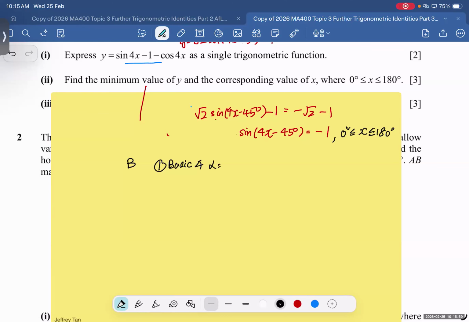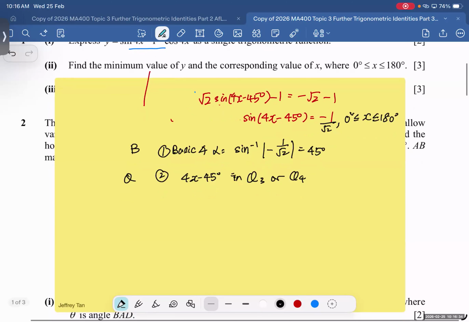The basic angle is sine inverse of negative 1 over square root 2. Sorry, I forgot the 1 over square root. So sine inverse of 1 over square root 2, if you remember, is a special angle, basically 45 degrees. That's correct. Second, I look at the quadrant. I know that 4x minus 45, because sine is negative, it will have to be quadrant 3 or quadrant 4, because sine is negative.